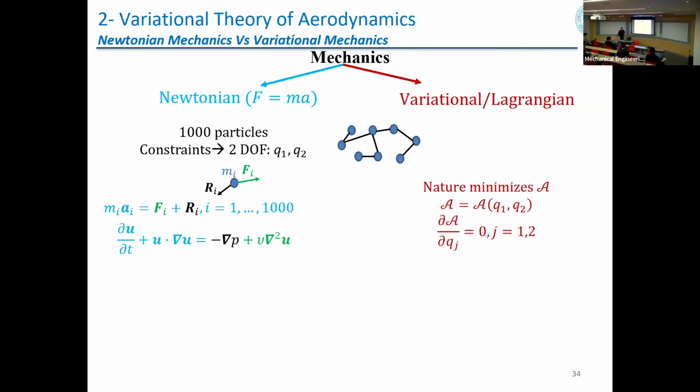You get 2 equations directly in your 2 unknowns, without the need to write down 3,000 equations. So indeed, this is known to mechanicians. Whenever you have too many constraints, this right branch is the right branch. This is the way to go.